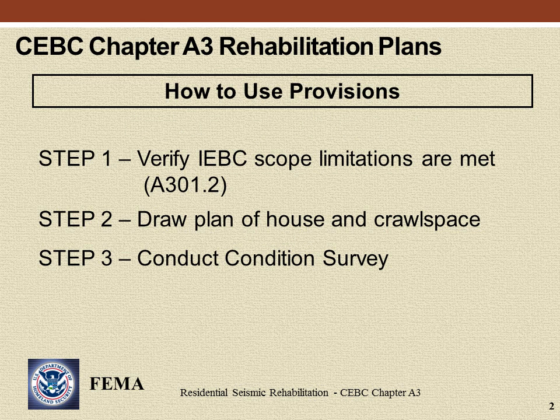The application of CEBC Appendix Chapter A3 has been broken into a series of 11 steps, which will be covered one at a time. These steps are also covered in a separate 8.5 by 11 handout. Step 1. Verify IEBC scope limitations are met. Step 2. Draw a plan of house and crawl space. Step 3. Conduct condition survey.